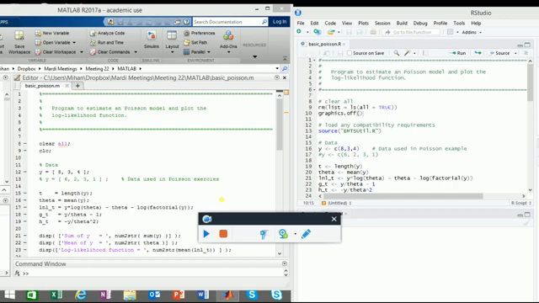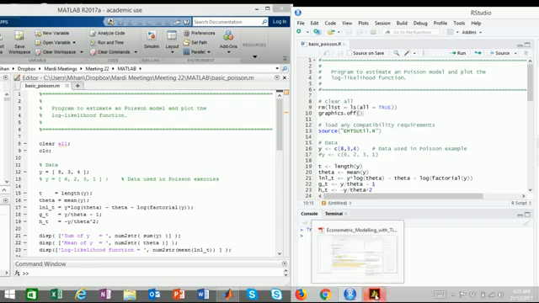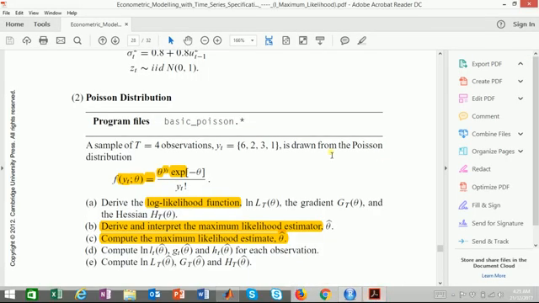I'll start with talking about the discussion. So today's problem, Poisson distribution. We have a sample of T equals 4 observations. The value of y is given and drawn from a Poisson distribution. We need to remember the Poisson distribution is invariant to time.